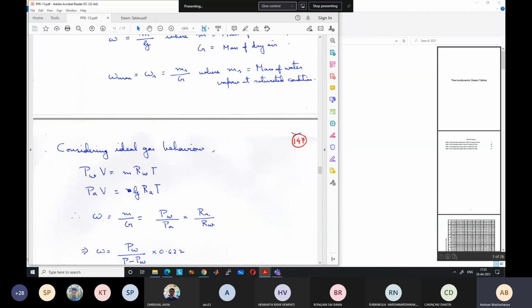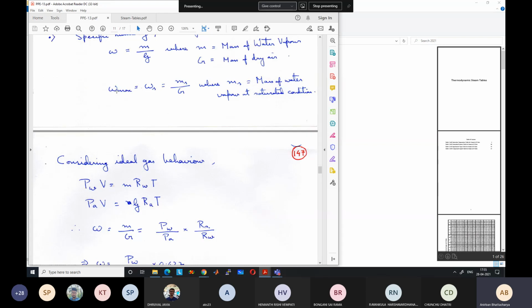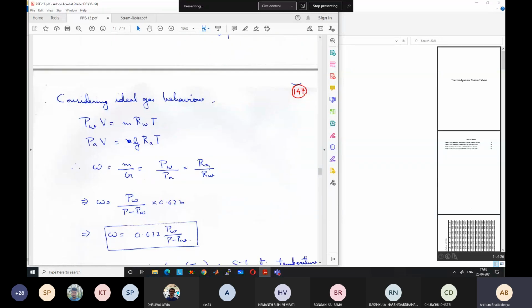Based on this, we can define omega as m by g. If you take the ratio of m by g, V gets cancelled, T gets cancelled, so we are left with Pw by Pa, the partial pressure of water by the partial pressure of air, into Ra by Rw. Now Ra by Rw can be easily calculated and is equal to 0.622. Ra is 287 joule per kg Kelvin, Rw is 462 or something like that. Basically it is the inverse ratio of molecular weights, 18 by 29.